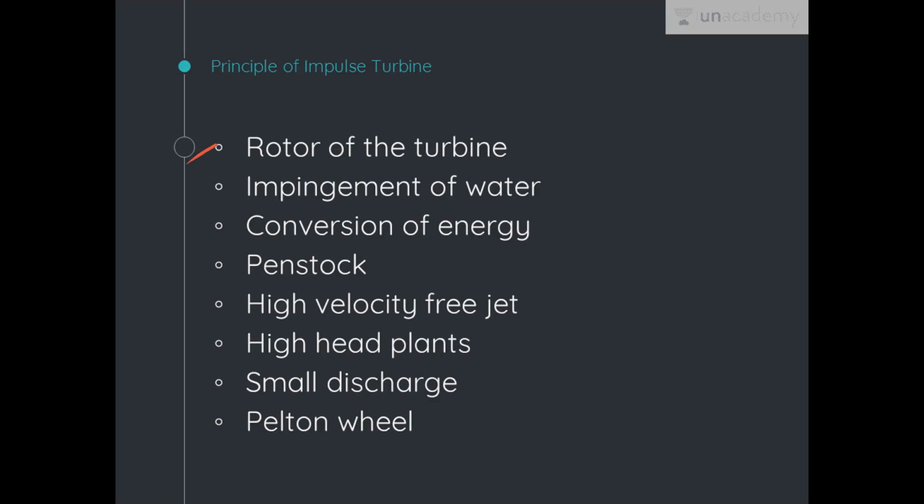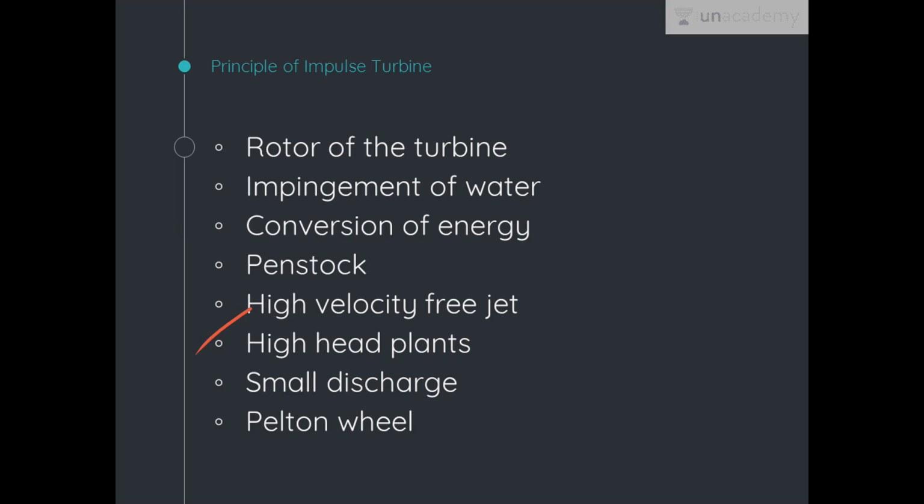The rotor of the turbine is made to rotate with the help of a single jet or multiple jets of water, which is impinging on a series of specially designed buckets fitted around its periphery. Here the entire hydro energy is converted into kinetic energy by the passing of water through a pipe called the penstock, and then through a converging nozzle to form a high velocity free jet of water.